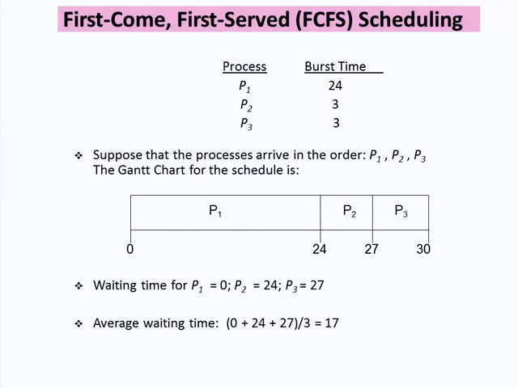Now let's see just a trace, a very simple trace for these 2 algorithms. So first come, first serve. Assume that you have the following processes. We have P1, P2, P3. The burst time for P1 is 24, P2 3, and P3 3. Units of time. Usually these are milliseconds.